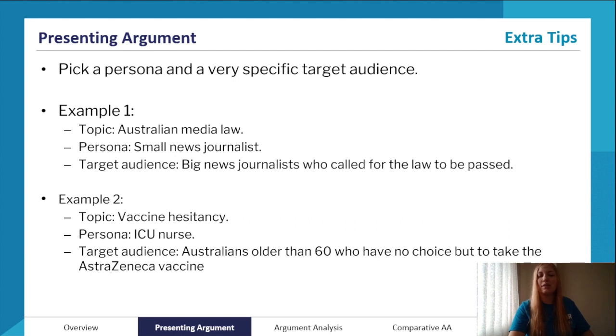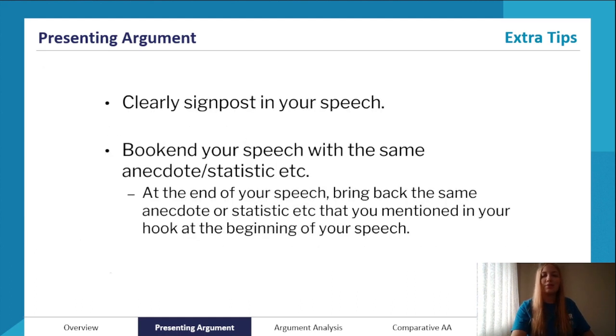Similarly, with vaccine hesitancy, you might adopt the persona of an ICU nurse, targeting Australians older than 60 who have no choice but to take the AstraZeneca vaccine, probably to calm them down and assure them of how it is not harmful, using a lot of medical evidence and terminology and reasoning to back that up. So you can see how this can be a really useful strategy. We'll see a bit of an example of this later on as well.